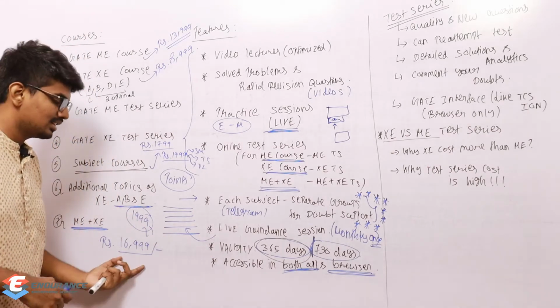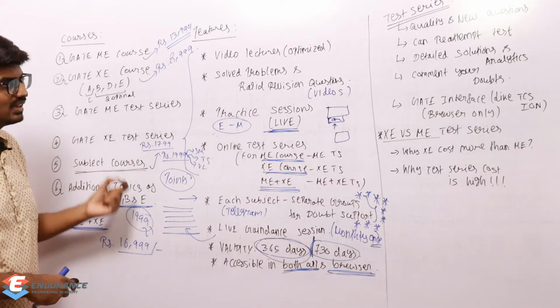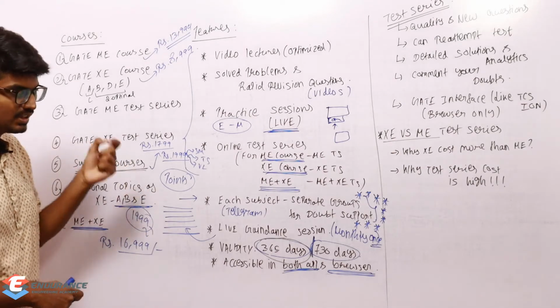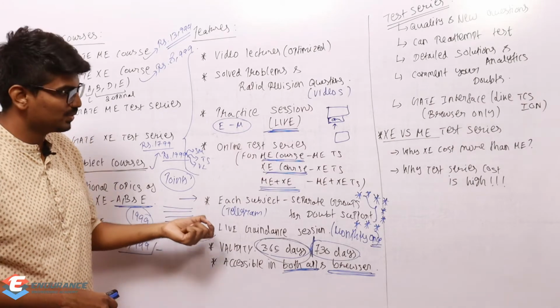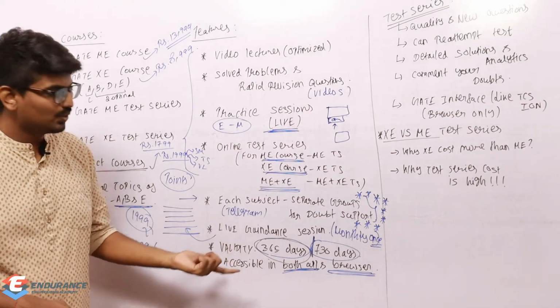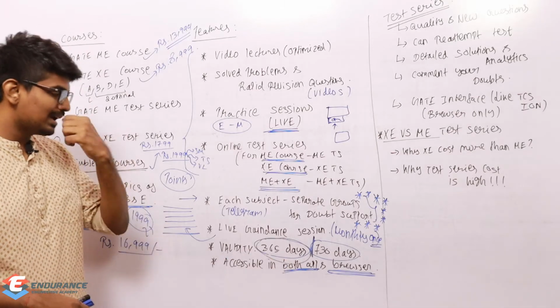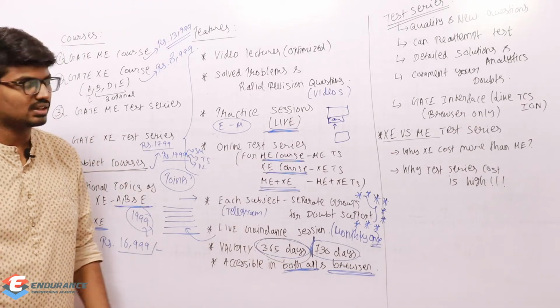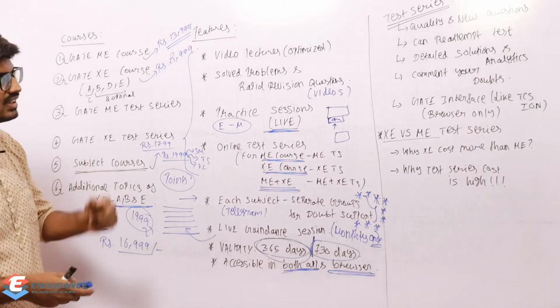For this approximately 17,000, you will get lectures, solved problems, rapid revision questions, practice sessions, online test series, doubt support, and live guidance sessions, and of course the validity is 365 days. 1 year validity, and you can access it in both app and browser. Fine. So that is all about our courses. Going to test series.